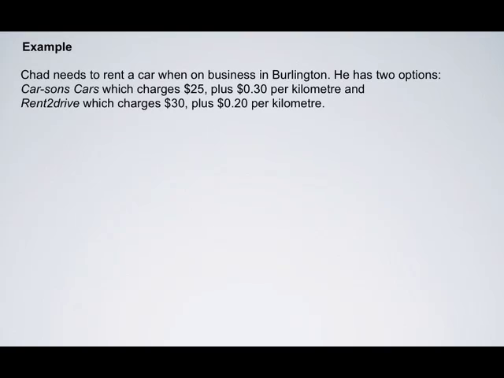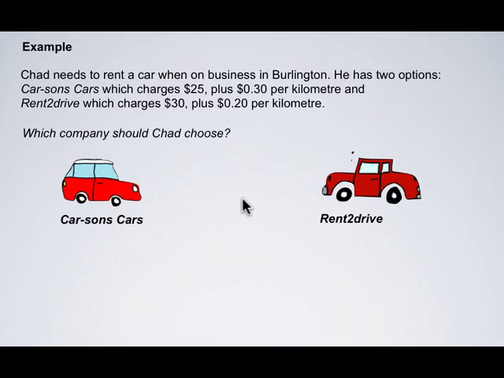So we're going to look at a real-life example to show exactly how a linear system graphed can help us make an informed choice. Chad is renting a car when he's on a trip to Burlington, and he has two options to choose from. First of all, he can go to Carson's Cars, which charges $25 a day plus 30 cents per kilometer. He can also go to Rent to Drive, which charges $30 per day plus 20 cents per kilometer. So what we're going to do is decide here which company Chad should use.